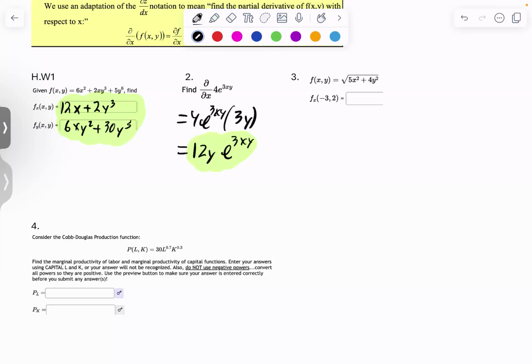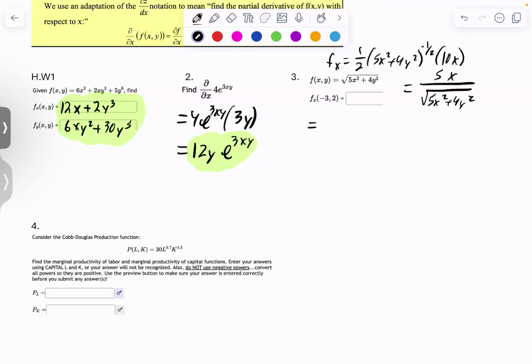And for this one, we're going to take the derivative with respect to x. And remember, the square root means 1/2. And with respect to x, that just gives me a 10x. And that's going to clean up and become, now the 10 and the 2 reduce. I'm just left with a 5x over the square root of 5x squared plus 4y squared.